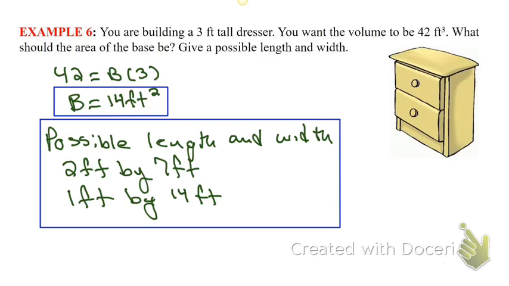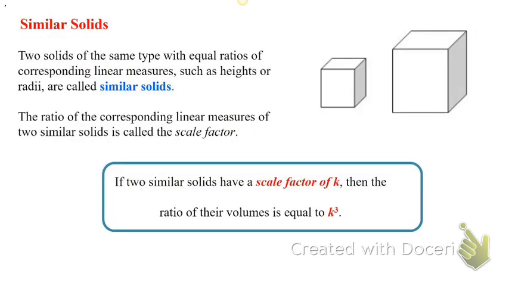All right, moving along here. Similar solids. 2 solids of the same type with equal ratios of corresponding linear measures, such as heights or radii, are called similar solids. The ratio of the corresponding linear measures of 2 similar solids is called a scale factor. We talked about scale factors.